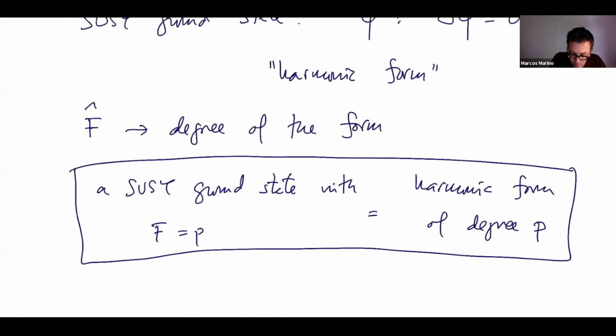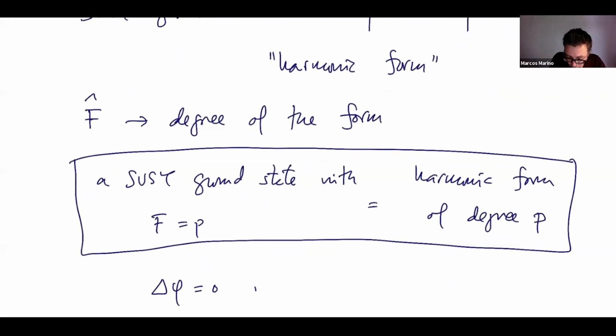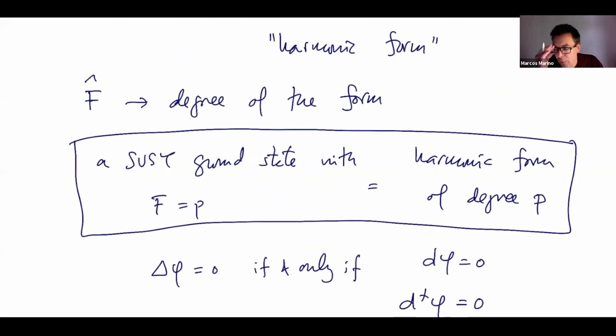And remember, of course, that delta phi is equal to 0 if and only if it's closed and co-closed. Remember that one of the things that we proved was that a supersymmetric ground state, so an eigenstate of the Hamiltonian with 0 energy, had to be annihilated by both supercharges. So this corresponds to a standard statement in de Rham theory and Hodge theory, that a differential form is harmonic if and only if it's closed and co-closed.